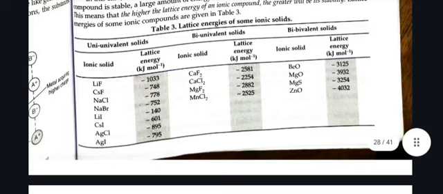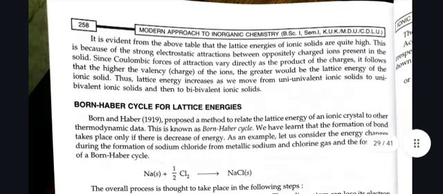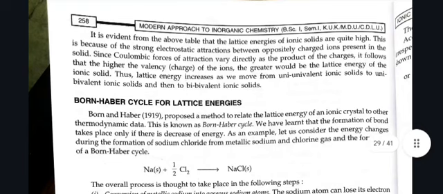It is evident from the above table that the lattice energies of ionic solids are quite high. This is because of the strong electrostatic attraction between oppositely charged ions present in the solid. Since Coulombic forces of attraction vary directly as the product of the charges, it follows that the higher the valency of the ions, the greater would be the lattice energy of the ionic solid. This lattice energy increases as we move from univalent ionic solid to uni-bivalent ionic solid and then to bi-bivalent ionic solid. Now we discuss the next topic, which is the Born-Haber cycle for lattice energies.